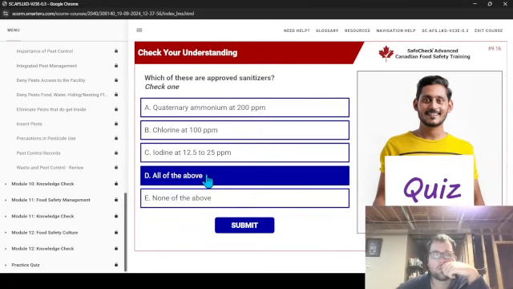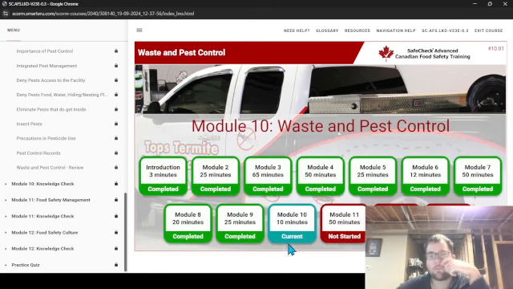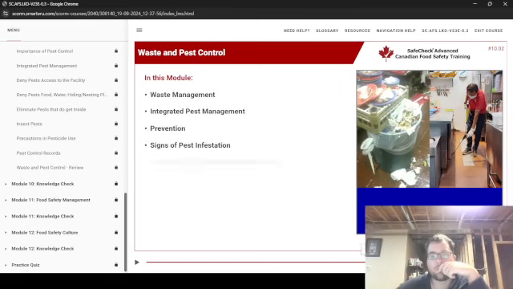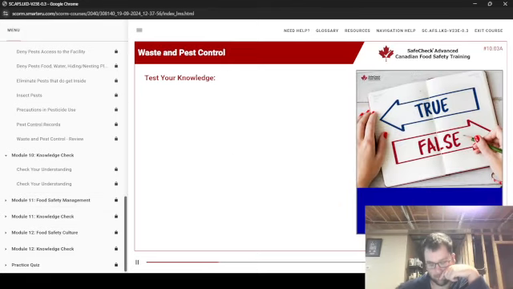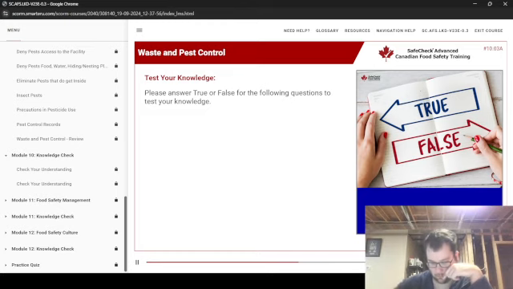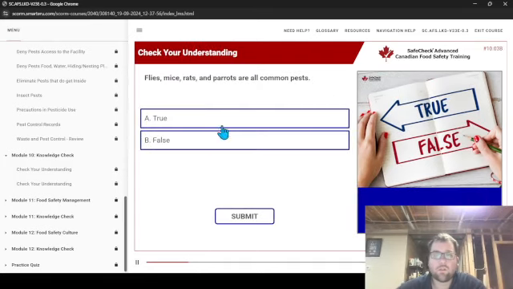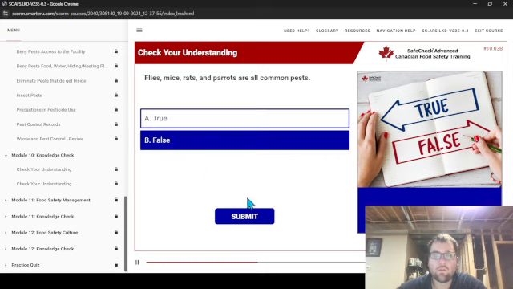Correct. Module 10. Waste and Pest Control. In this module, pests, recognize, and deal with infestations if they do occur. Before we go on, please answer true or false for the following questions to test your knowledge. Flies, mice, rats, not quacks, and parrots.